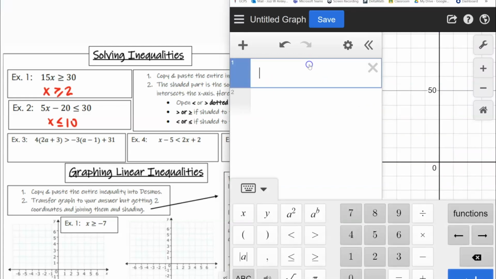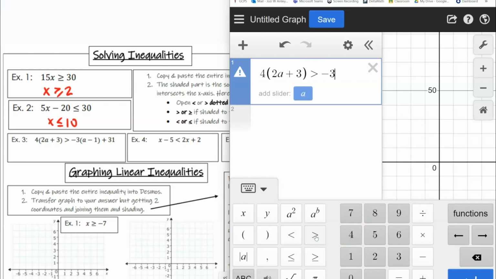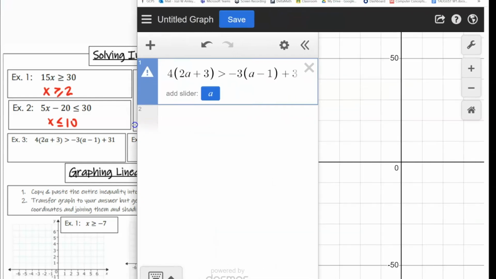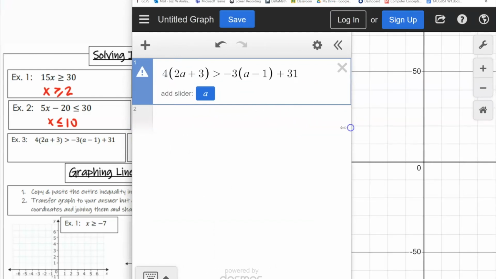Let's go ahead and do this one. This is 4 parentheses 2a plus 3 close parentheses greater than -3. The biggest thing about this is making sure that you type it in exactly what you see. When you finish typing it in, you can extend the line like this. You press down on your mouse. Maybe I need to make it bigger like this. I just want to see the whole thing. Just make sure you typed in exactly what it is. Once you're sure, you're good.